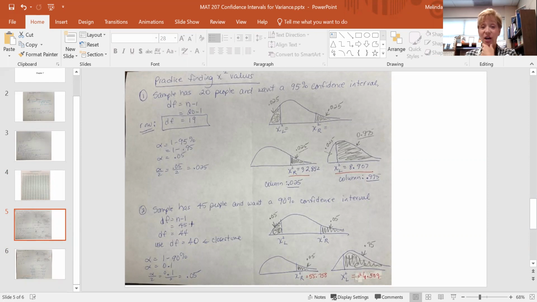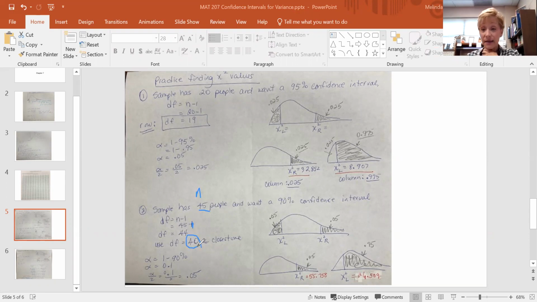Okay, hopefully you did what I told you and you froze it. So let's double check and see if we agree on the same answer. Your sample's got 45, so 45 is your n. Remember, your n is your total. Well, 45 minus 1 is going to give me 44. So my degrees of freedom is 44. But if you go look on your table, you don't have a row 44. So you had to pick between row 40 and row 50. And 44 is a little closer to 40 than 50. So pick 40.